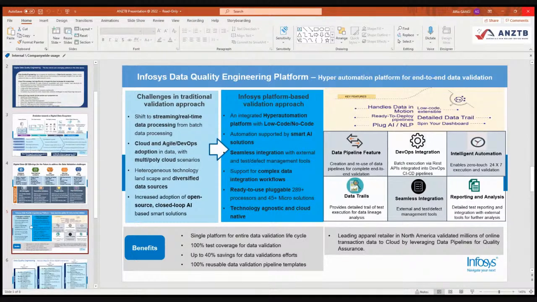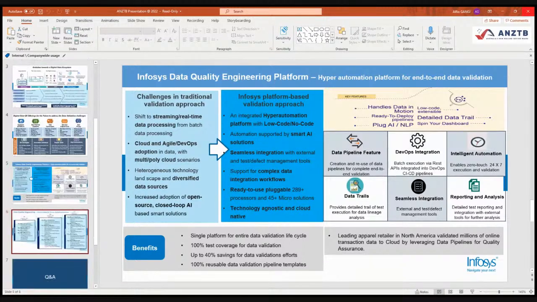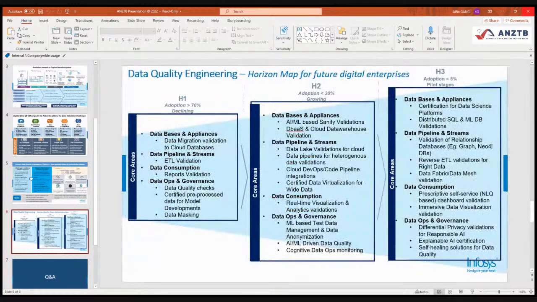With this, let me move on to the final slide. So, Ronak, are you able to see the slide? Yes, we can now. Yes, we can.